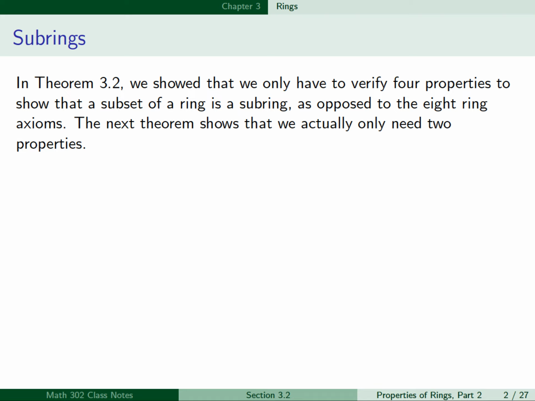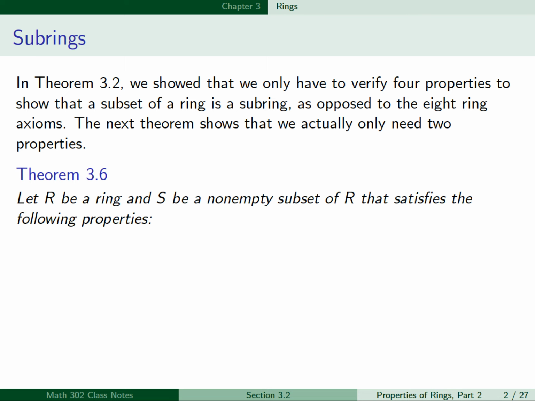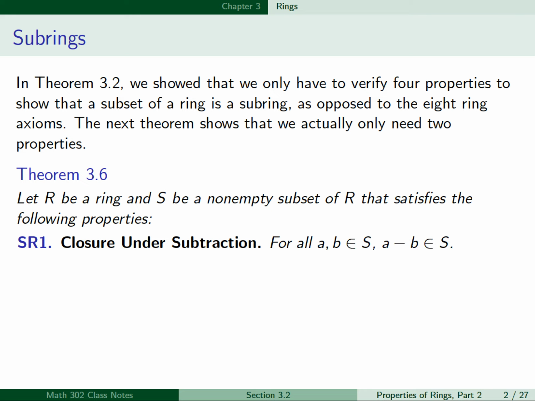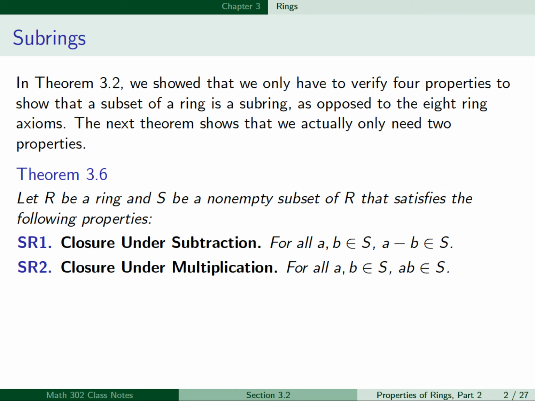The next theorem shows that we actually only need 2 properties, and this is Theorem 3.6. So let R be a ring and let S be a non-empty subset of R that satisfies the following 2 properties. And we're going to denote these SR1 and SR2 for subring. So SR1 is closure under subtraction, and this states for all elements A, B in S, A minus B is in S. So we're saying that the set S is closed under subtraction. And then SR2 is closure under multiplication. For all A, B in S, A times B is in S. Then S is a subring of R.